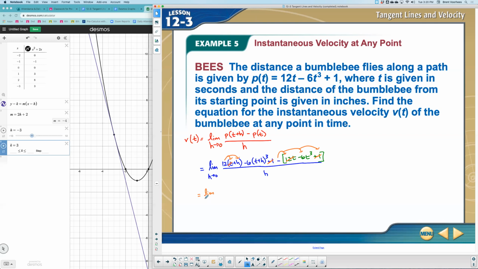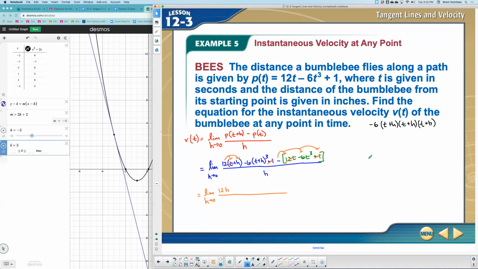We have limit as h approaches 0. Here I will have 12h. The 12t minus the 12t are already canceled out. So I have the 12h minus, okay, and now we need to do what I would call a FOIL, but it's not truthfully even a FOIL, it'll be more than that. I'm going to write it over here. t plus h times t plus h times t plus h, and it gets multiplied by negative 6. That's what cube looks like.